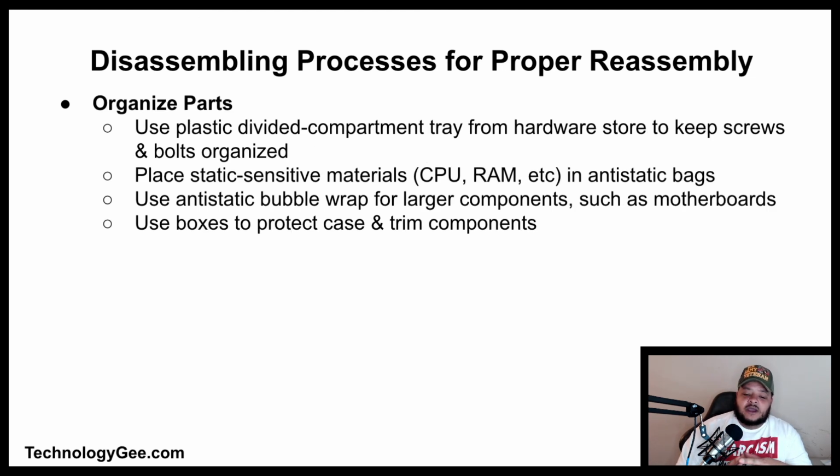You want to organize the parts. Ways that you can organize the parts: you can use a plastic divided compartment tray from a hardware store to keep the screws and bolts organized. You can place the static sensitive materials such as the CPU, the RAM, etc. into anti-static bags. You want to use anti-static bubble wrap for larger components such as motherboards. And you want to use boxes to protect the case and the trim components.